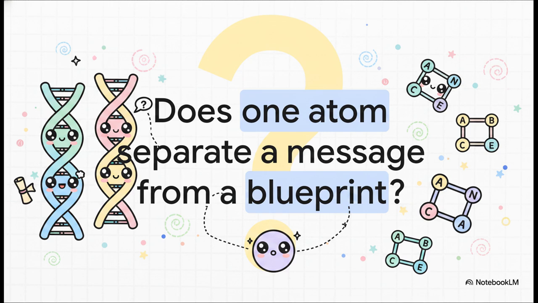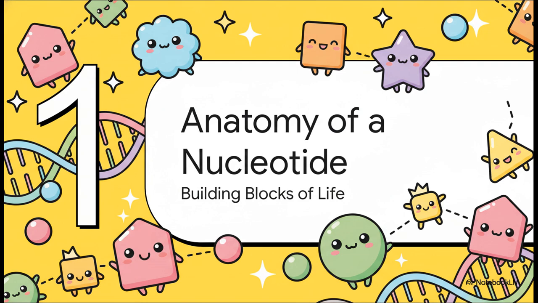What if the massive difference between a temporary throwaway message and a permanent genetic blueprint came down to just a single atom? I know, it sounds a lot like science fiction, doesn't it? But it's actually biological fact. A massive functional difference in every single one of your cells hinges on the tiniest chemical variation you could possibly imagine. Okay, let's jump into Section 1, Anatomy of a Nucleotide.